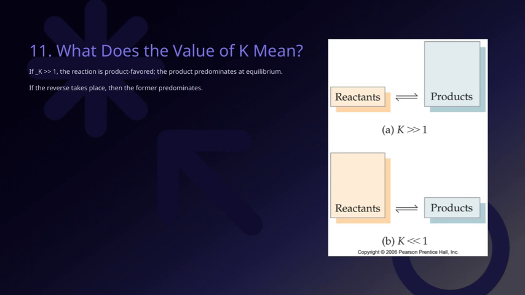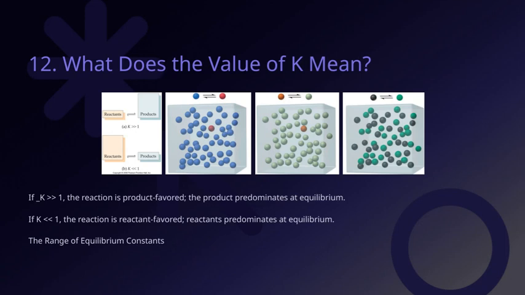Now, when we look at the value of K, especially when K is much greater than 1, it tells us something important. The reaction is product favored. This means that at equilibrium, the concentration of products is much higher than that of the reactants. So, in simple terms, a large K value indicates that the reaction strongly favors the formation of products. Understanding what the value of K means helps us predict the direction in which a reaction will go and how far it will proceed before reaching equilibrium. This concept ties into the overall theme of how we can control and predict chemical reactions based on their equilibrium constants. Let's take a closer look at the range of equilibrium constants.